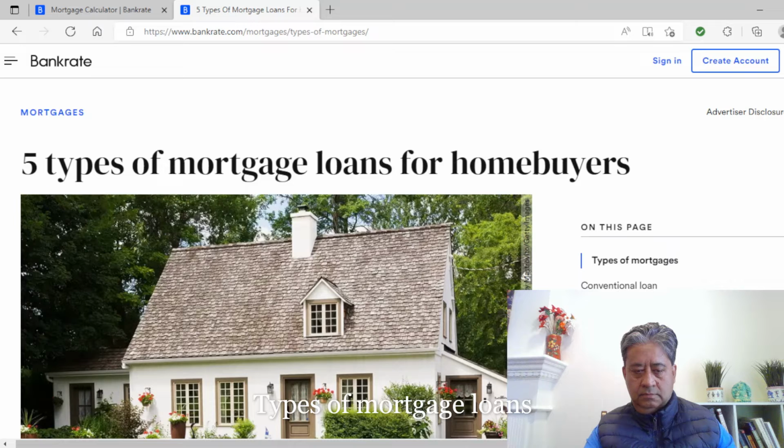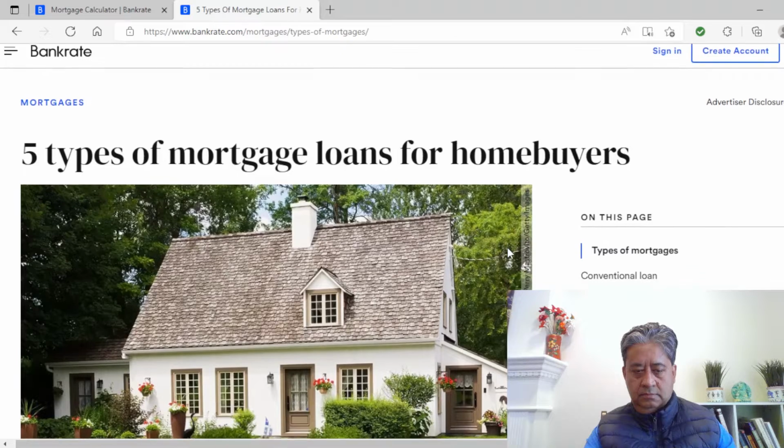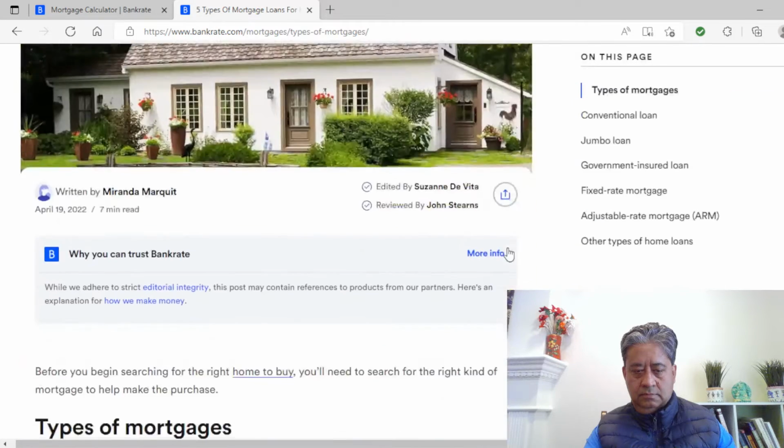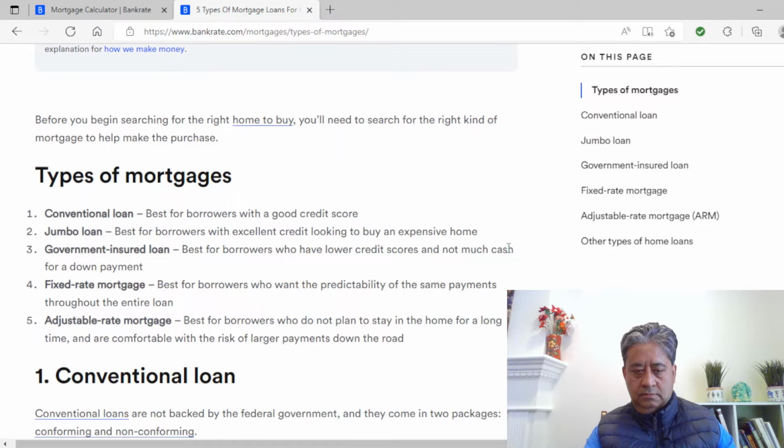So before you start to take a mortgage, you would like to know what kinds of mortgages you are considering applying for. If you go to this website, bankrate.com, it's a very popular website that explains the types of mortgages that are currently available for home buyers to take on. There are typically 5 different types of mortgages. One is the conventional loan.